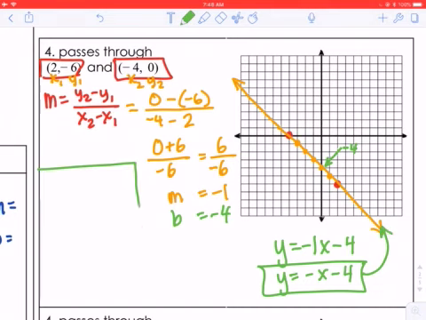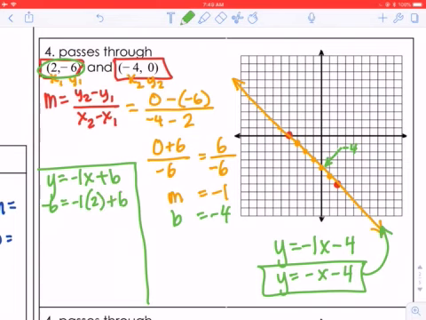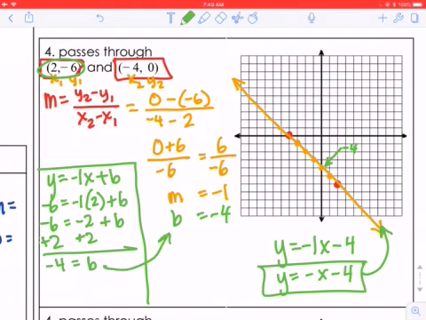If I didn't have a graph, again, I know y equals negative 1x, and I don't know my b, right? So then I'm going to plug in one of these points. I'm going to use this point here. So I have negative 6 as my y, negative 1 times 2 as my x, plus b. Negative 1 times 2 is negative 2, plus b equals negative 6. I'm going to add 2 on both sides. It's going to give me negative 4 equals b, which is the same as what I see here. That's just in case you don't have a graph.